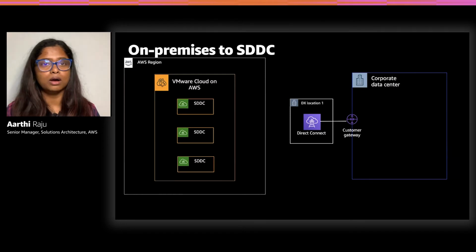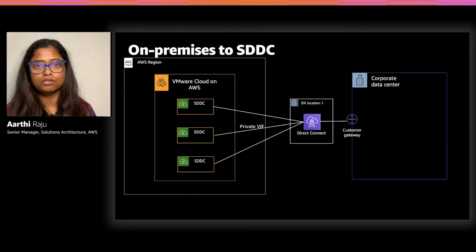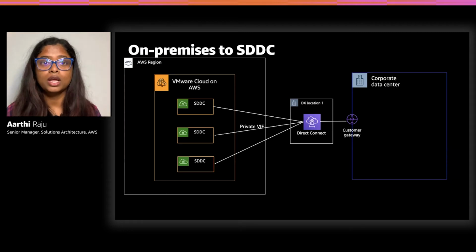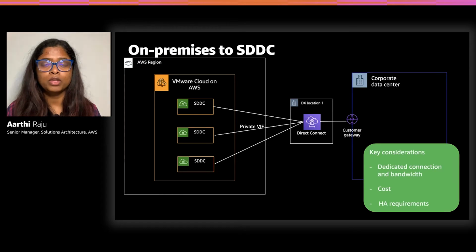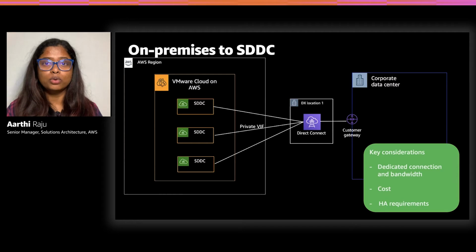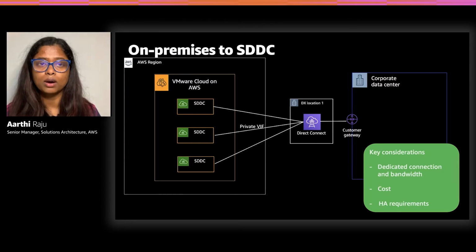This could be a point-to-point, this could be an MPLS ring. And then from the Direct Connect location into our AWS region, we will guarantee the bandwidth that you purchase. Let's say it's a 10 gig connection. So you get a 10 gig connection into your VMware Cloud on AWS SDDC. Looking at the design bubble now, we've covered bandwidth. You now have the dedicated connection that provides the bandwidth that you've purchased.